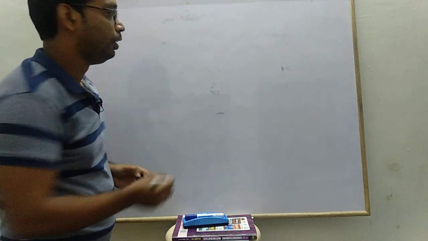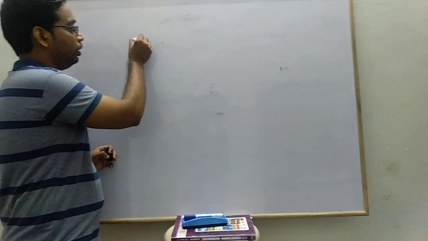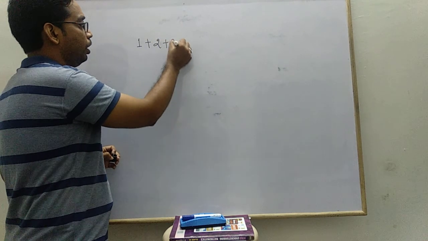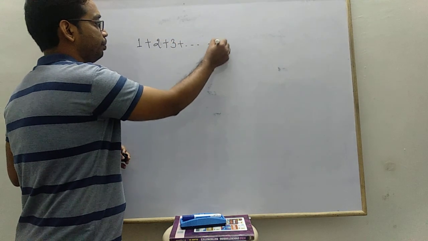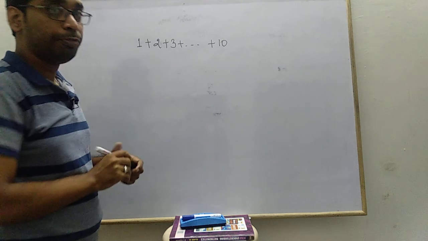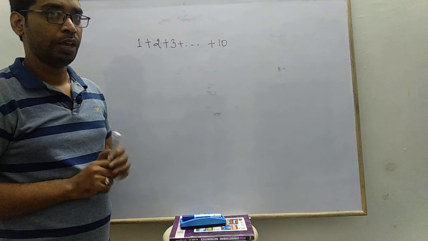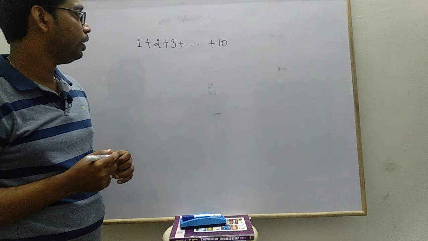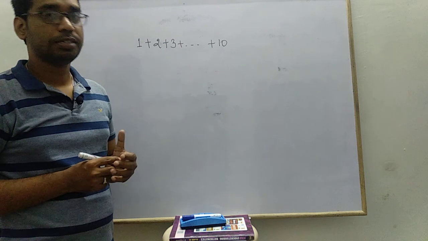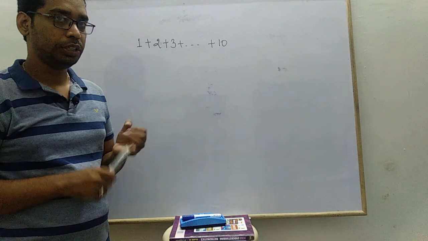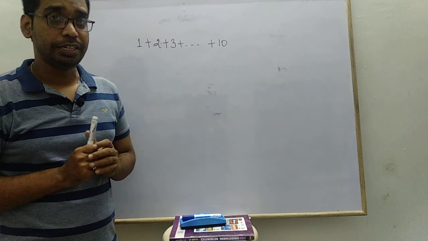Suppose there is one series like 1 plus 2 plus 3 up to 10. Okay, so how to find the sum of this given series using the while loop? So first of all, just like the while loop, what are the 3 points there? Initialization, condition and the update statement.